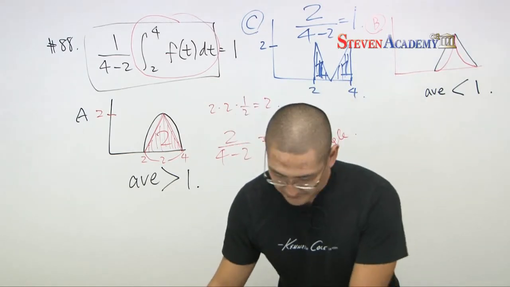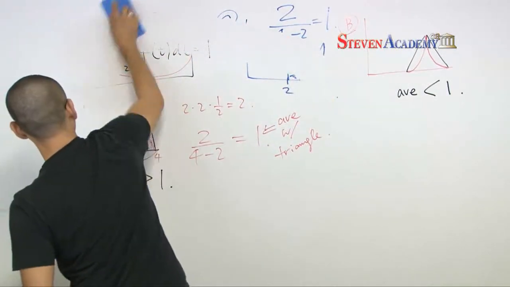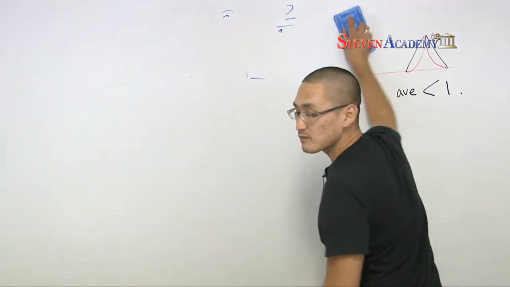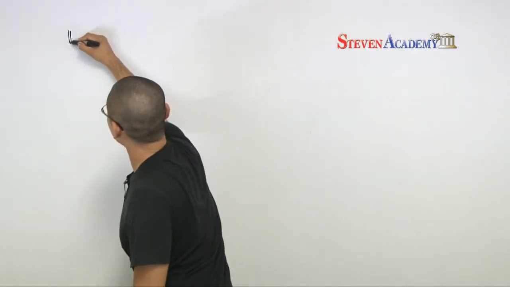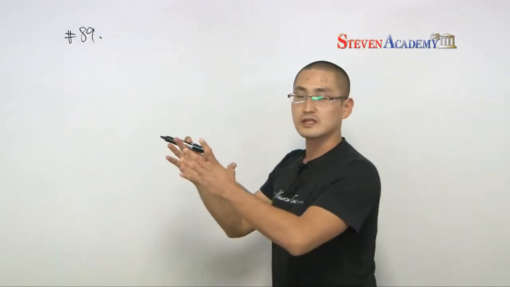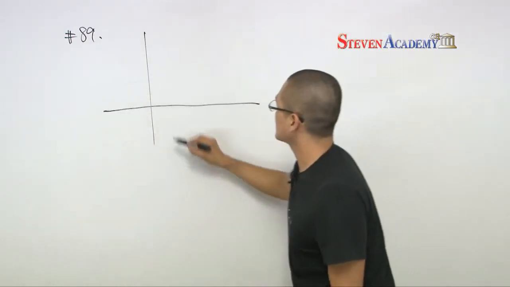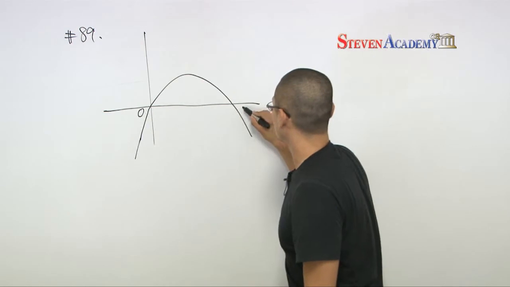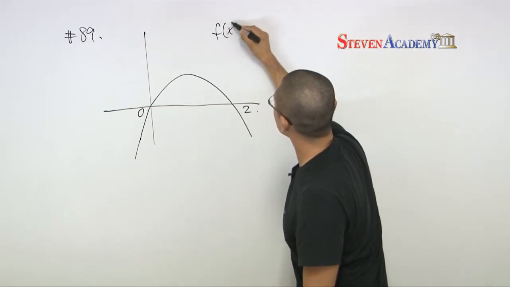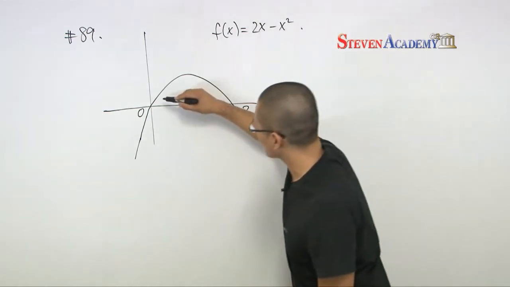Moving on to 89. Now we're looking at something more interesting stuff. Now we're looking at volume problem. I have a parabola to start with, 2x minus x squared. And we will have certain cross-section area that we want to look at. So we have something like this, and the parabola is going down like this. It's going through 0 and 2, and the parabola is given as 2x minus x squared. Okay, so we're looking at this area.